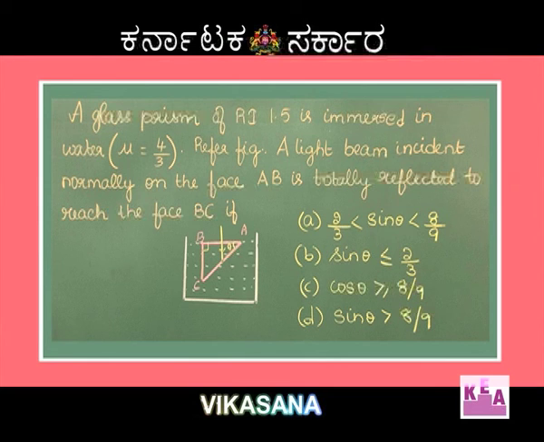The options are: option A, 2/3 less than sin theta less than 8/9. Option B, sin theta less than or equal to 2/3. Option C, cos theta greater than or equal to 8/9. And option D, sin theta greater than 8/9.